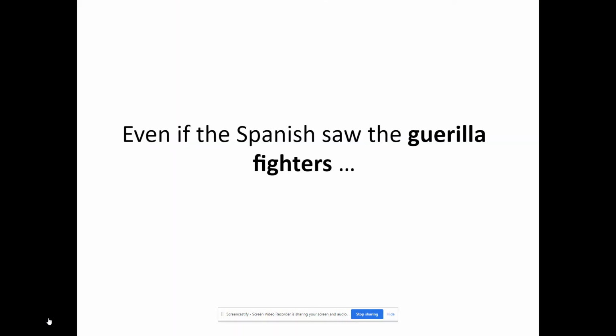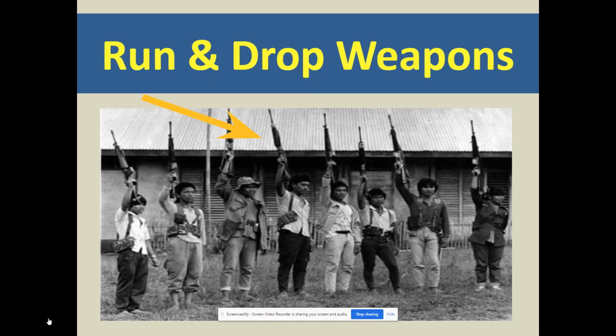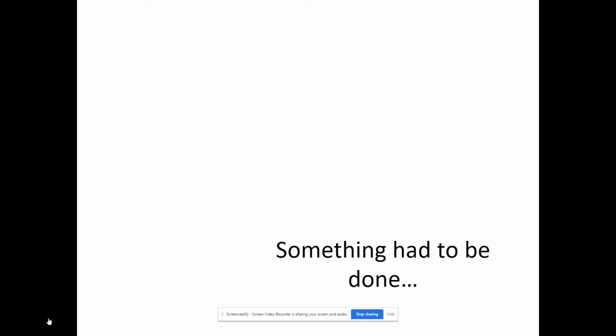Now, even if the Spanish did see the guerrilla fighters, all they had to do was run into a village and drop their weapons, and they would look like everybody else because guerrilla fighters did not wear uniforms. They did not fight on big fields, fight toe to toe. So something had to be done if the Spanish wanted to hold on to Cuba.